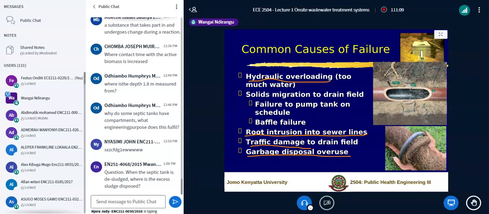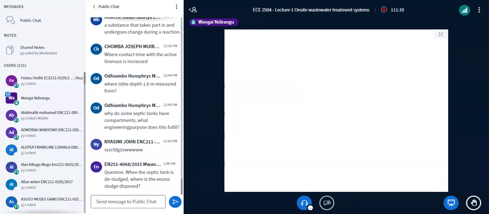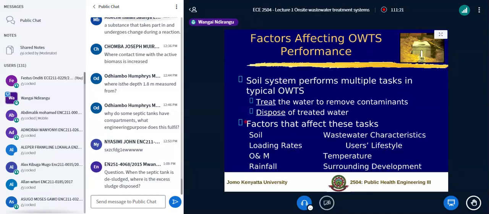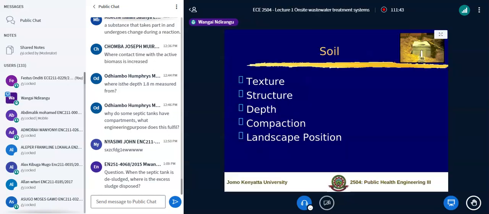So soils also have the same carrying capacity in terms of water, hydraulic, and also in terms of the constituent solids, mass loading. And so overloading of either can cause a failure of the system. These are very important factors, and we'll read them in the notes: soil, wastewater characteristic, is the water hot, cold, is it heavy with other things beyond organics, the user lifestyle, temperature, operational maintenance, rainfall, and surrounding development.